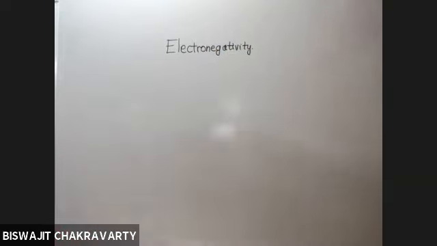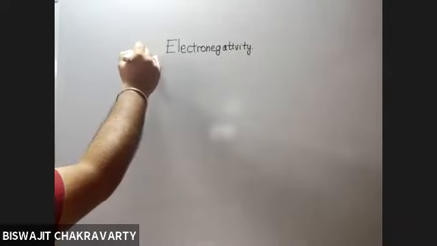The first property that we discussed was atomic size, under which we discussed atomic radius and ionic radius. Second one was ionization enthalpy. Third one was electron gain enthalpy. And this is the fourth one, electronegativity.